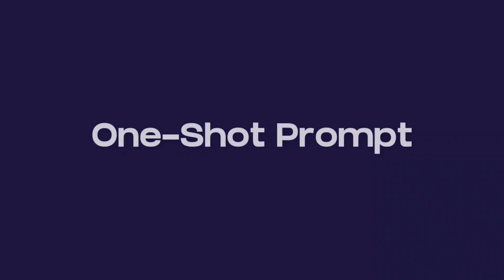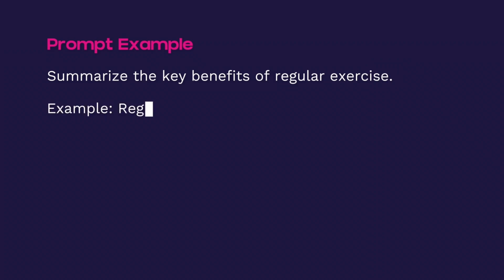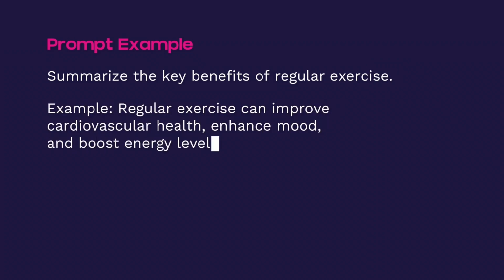And then you have the one-shot prompt, which is providing a single example to guide the model. And this is super useful for demonstrating a task or just providing more context for the AI to understand what kind of output it should give. An example of this could be, using the earlier example, summarize the key benefits of regular exercise. An example, regular exercise can improve cardiovascular health, enhance mood, and boost energy levels.